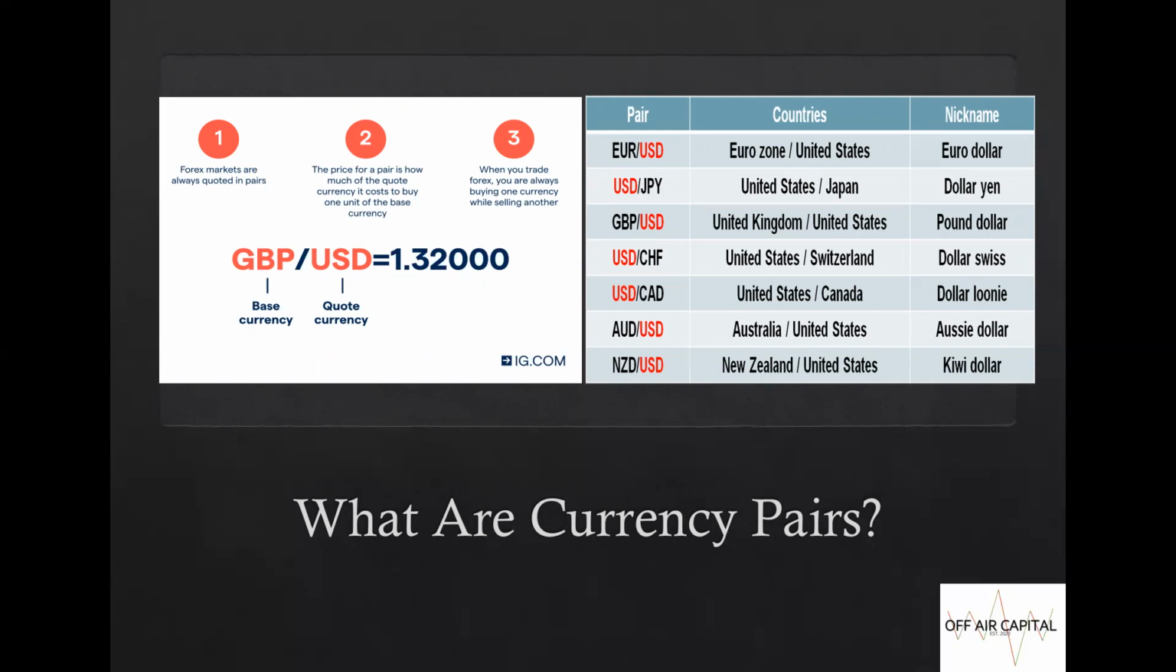This is the comparison of one country's currency value relative to the other. So for example, GBP/USD is the value of the Great British pound relative to the United States dollar. If a trader speculates and says that the Great British pound is stronger than the United States dollar, then that trader would be essentially buying the Great British pound and simultaneously selling the United States dollar.